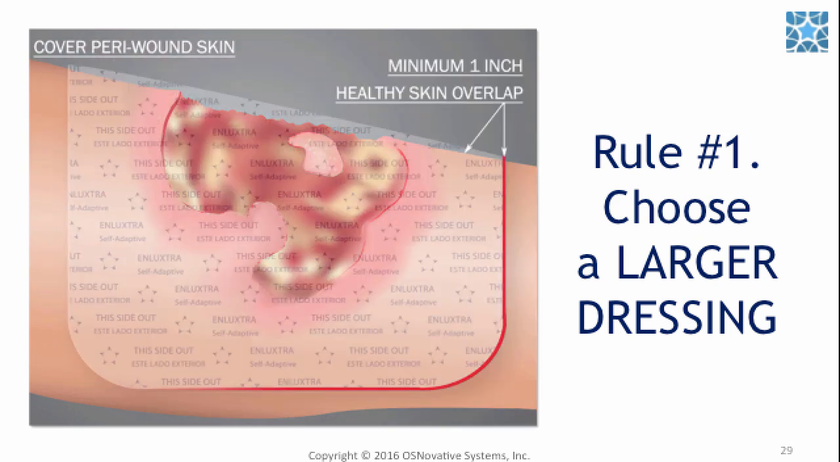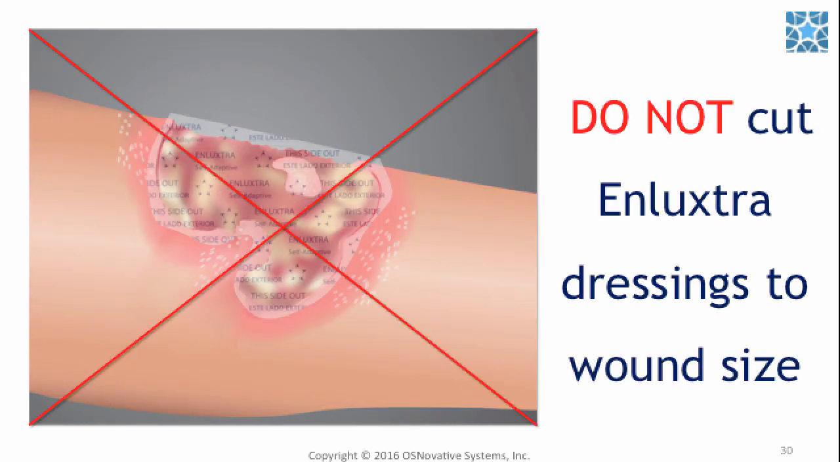Always use a dressing large enough to cover the compromised periwound skin and to overlap the healthy skin around the wound by at least 1 inch. If the dressing is too small, the skin and wound bed may become macerated, and healing will be delayed. Do not cut the dressing to wound size.